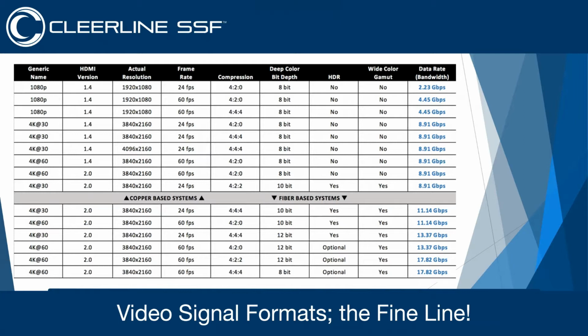You can't just say 4K, or you can't just say 1080p, all right? 1080p could be anywhere from 2.23 gigabit per second all the way up to 4 or 5 gigabit per second, depending on the bit depth, whether it's got HDR or not, or what the compression ratios are, this, that, or the other. The color compressions are one versus the other, 444 versus 420.